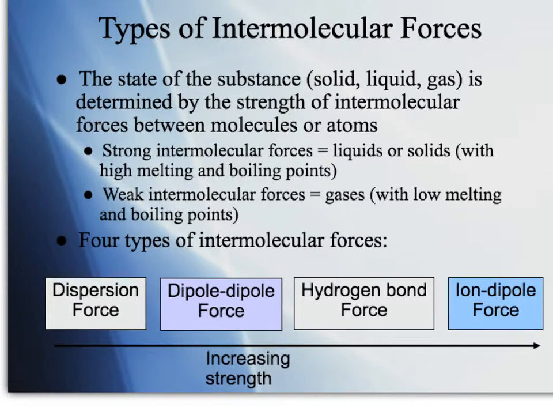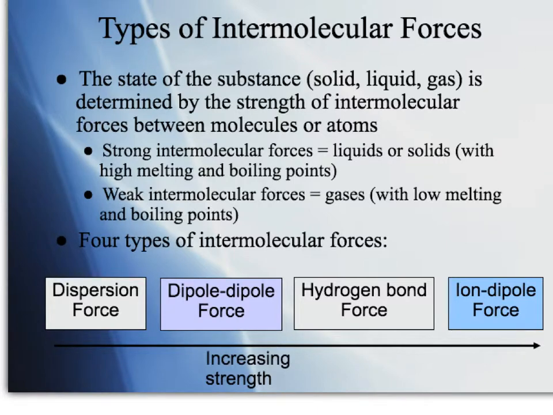Substances with weak intermolecular forces will usually be found in the gas state with low melting points and low boiling points, because it doesn't take much energy to overcome the forces between those molecules.